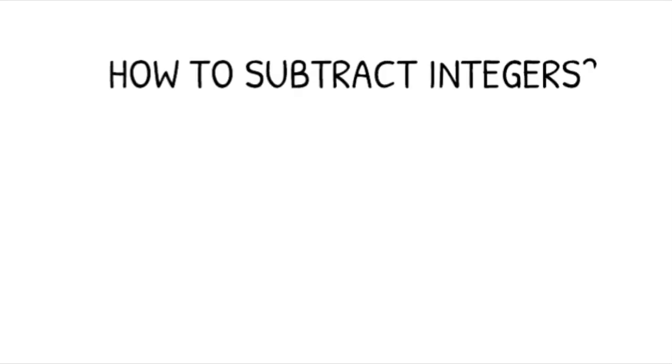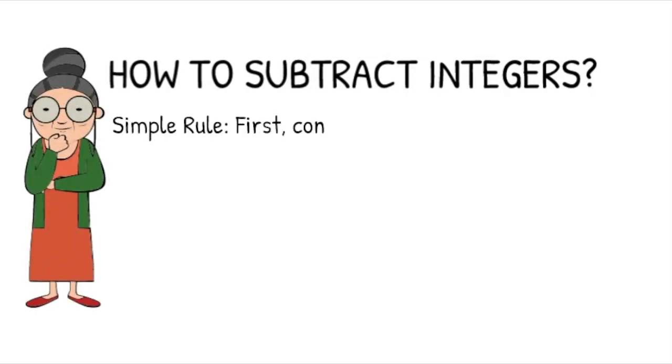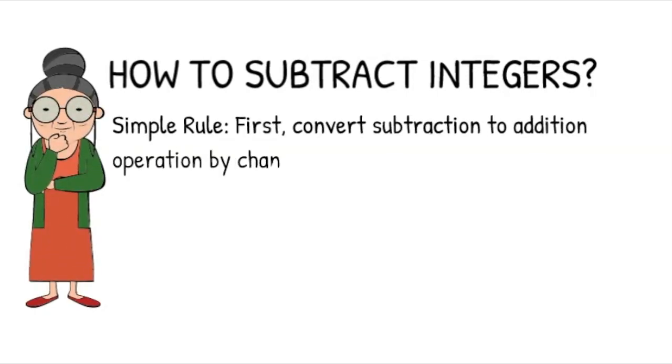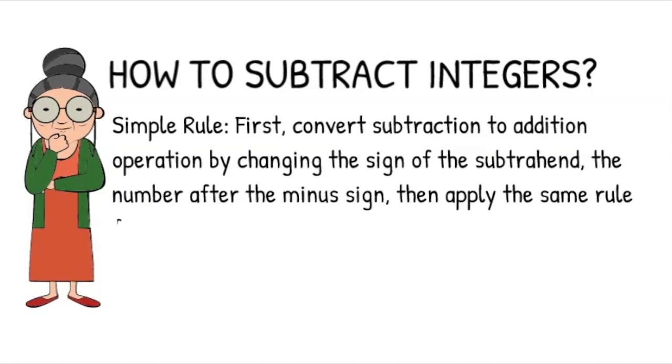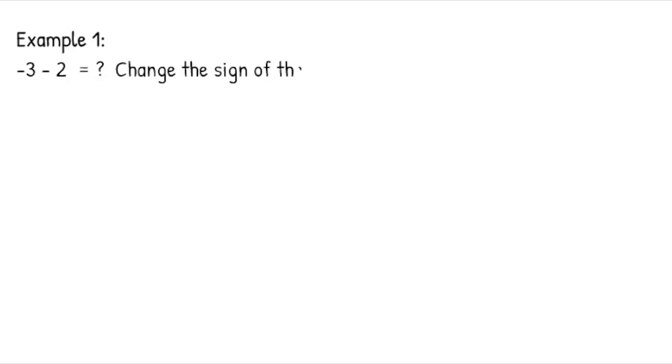The rule is, first, convert the operation from subtraction to addition by changing the sign of the subtrahend, the number after the minus sign. Then, apply the same rule for addition of integers. Example number 1, negative 3 minus 2. First, we have to determine the sign of the subtrahend. In this example, the subtrahend is 2, which has a positive sign. As per the rule, you have to change the current sign positive 2 to its opposite sign negative 2.